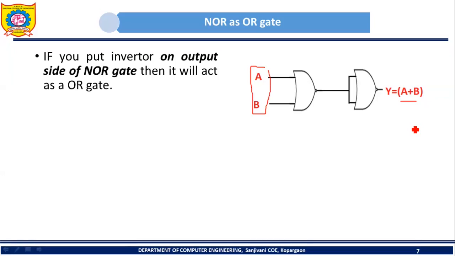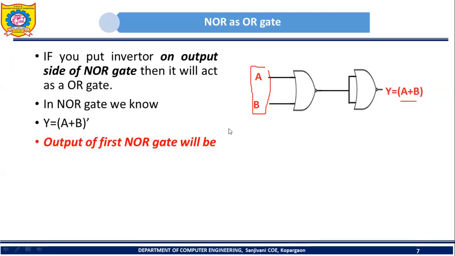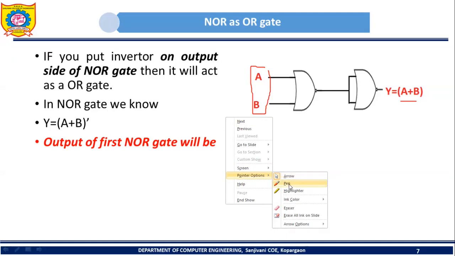Output will be A or B. How are we getting this output? Let's try to understand it. In case of a NOR gate, we know that Y is equal to (A or B) whole bracket prime. So the output of the first NOR gate will be, can you tell me what will be the output here?